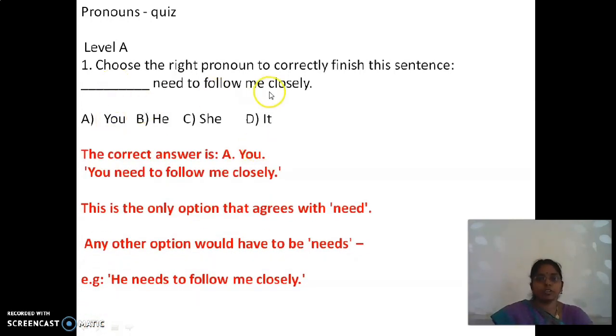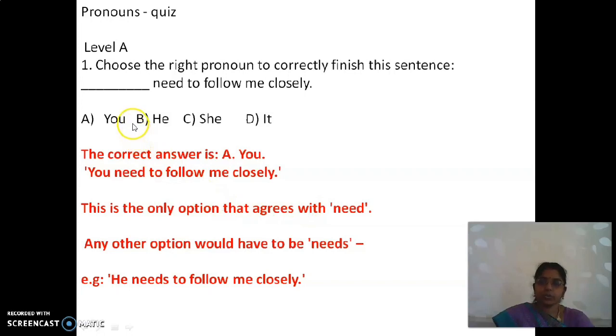You need to follow me closely. So this is the only option that agrees with need. Any other option would be there, but if it is he, needs will be there. Why? Because he, she, it is third person singular. Third person singular means the verb takes s. So the only choice is you.